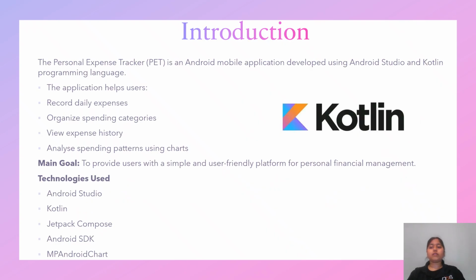The Personal Expenses Tracker is a mobile application developed using Android Studio and the Kotlin programming language. The application is designed to help the user manage their daily expenses efficiently through a simple and user-friendly interface. The system allows the user to record their daily expenses, categorize them, view expense history, and analyze their spending patterns through graphical representation such as a pie chart.